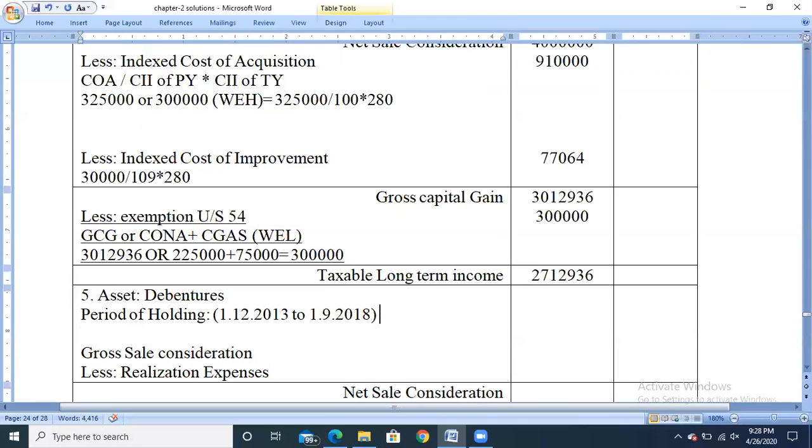The condition is, if it is held for more than 1 year, it is a long-term capital asset. If it is held for less than 1 year, it is a short-term capital asset. So the debentures have been held for more than 1 year, so it will be called a long-term capital asset. We'll calculate the income from capital gain. First take the sale consideration. The asset has been sold for rupees 55,000 and there is no information regarding realization expenses, so the realization expenses are nil. And the net sale consideration will be 55,000.